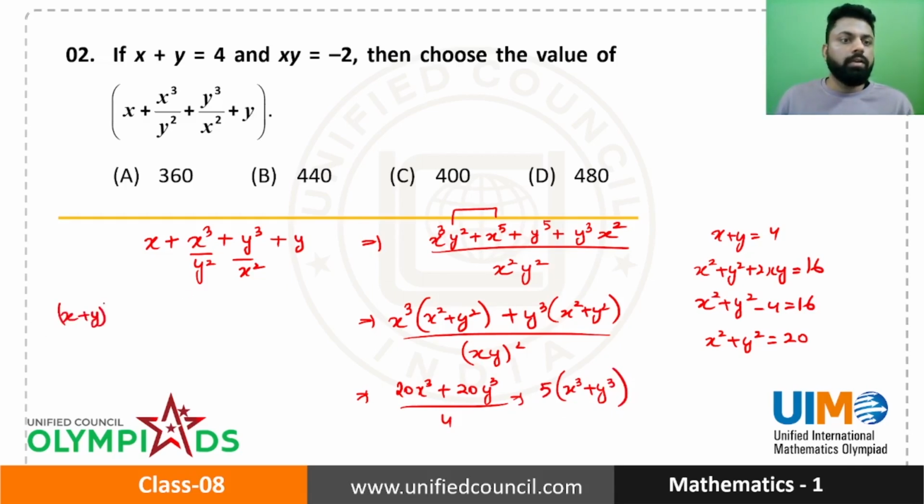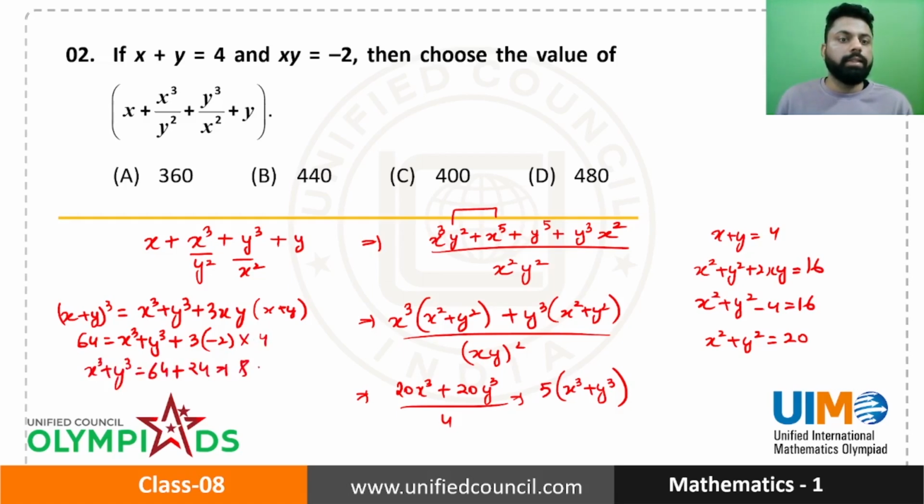x plus y whole cube is equal to x cube plus y cube plus 3xy multiplied by x plus y. x plus y whole cube is 64, equal to x cube plus y cube plus 3 multiplied by minus 2 multiplied by x plus y, which is 4. x cube plus y cube is equal to 64 plus 24, that is 88. So this is 5 into 88, that is equal to 440. B option is the correct answer.